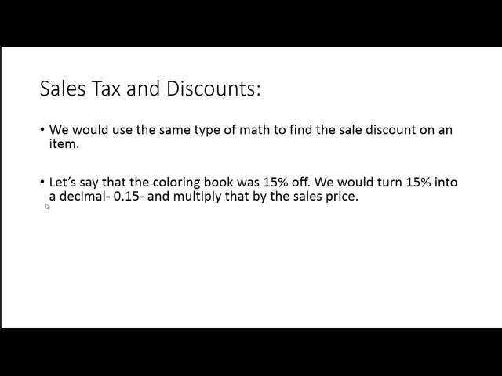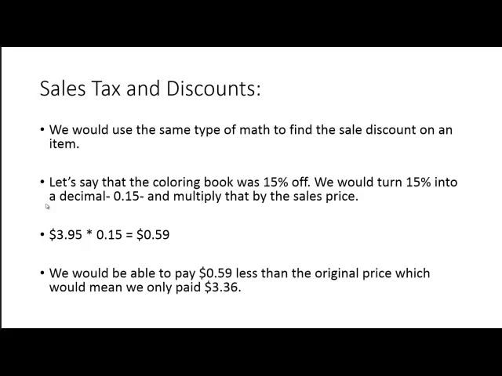But let's say that our coloring book was 15% off. We would turn that 15% into a decimal, which is 0.15, and multiply that by the sales price. So if we had a sales price of $3.95, we multiplied that by our 15%, we would get 59 cents or a 59-cent discount. So when we take that away, we end up realizing that we only have to pay $3.36 for that same coloring book.